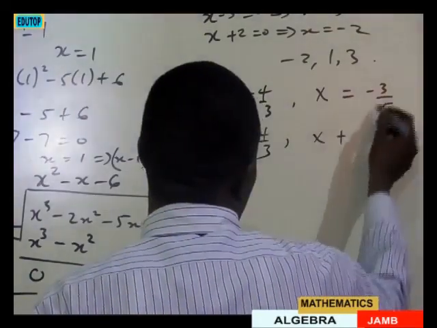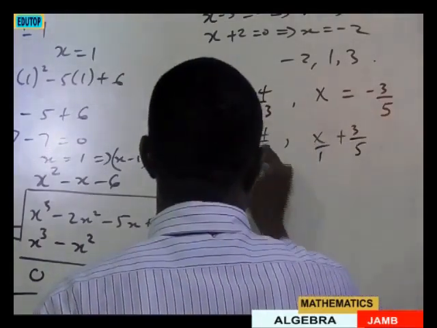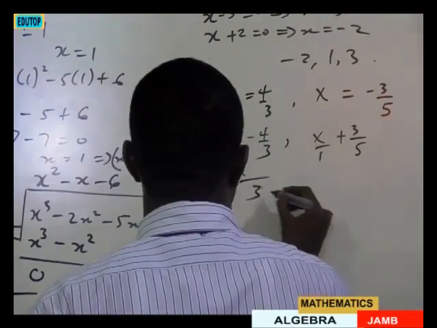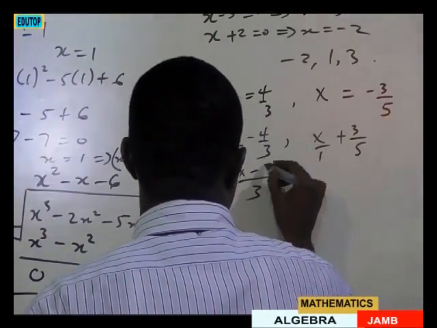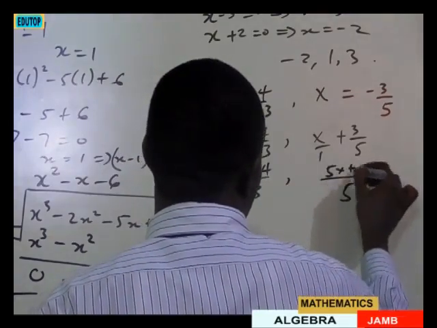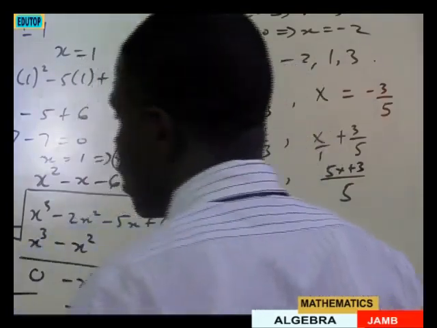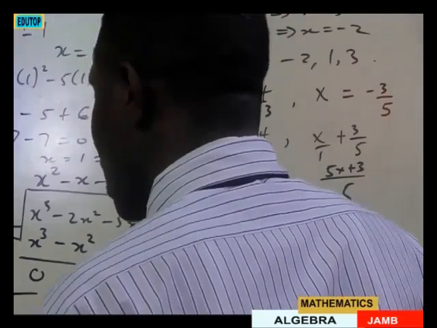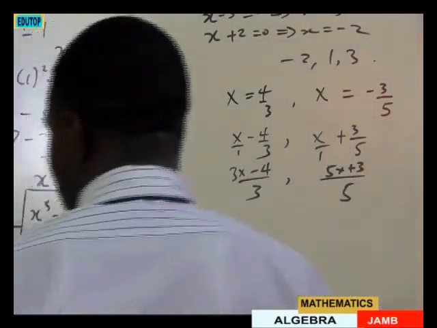Then we have this one, we transfer this, 3 over 5. What's the LCM here? What's the LCM here? The LCM is 3. We have 3x minus 4. Then what's the LCM? 5. We have 5x plus 3. So that means, if we are to solve this one quadratically, remember that these are the roots of the equation.